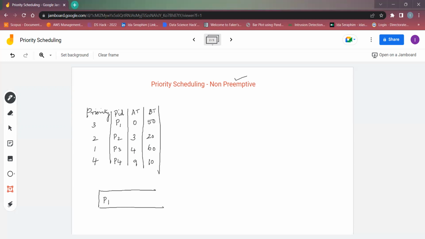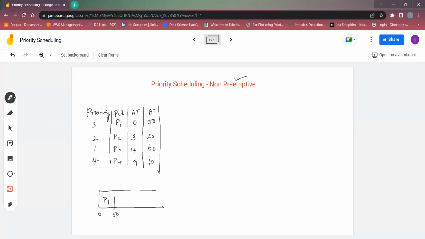So the first process to come in is P1. P1 starts its execution and goes till 50 milliseconds. That is its burst time. Meanwhile, once P1 finishes its execution, you have three processes in the queue right now: the P2 process, the P3 process, and the P4 process.